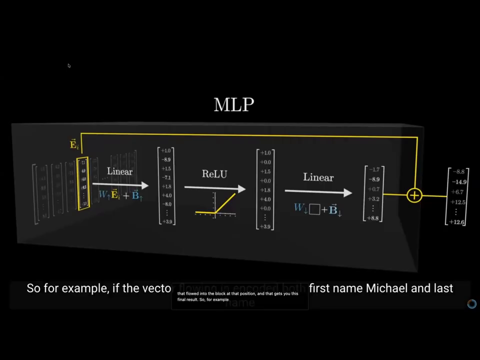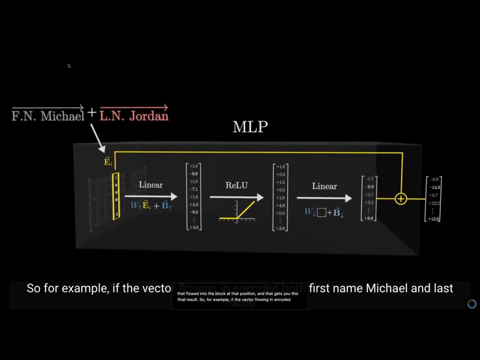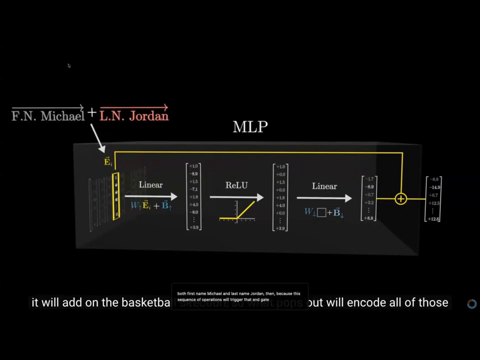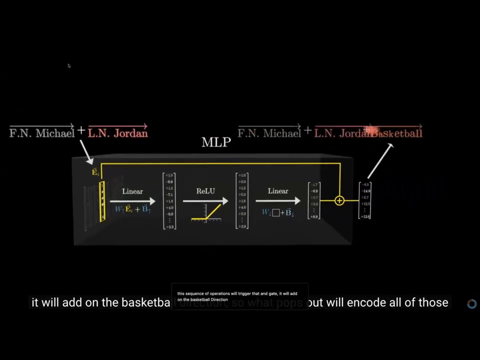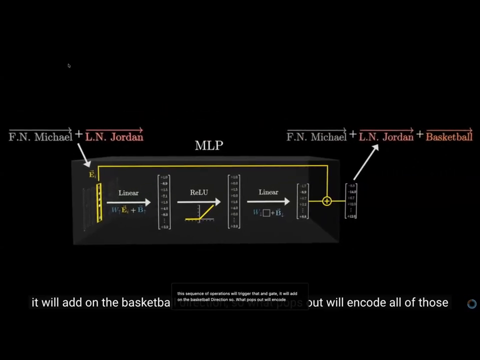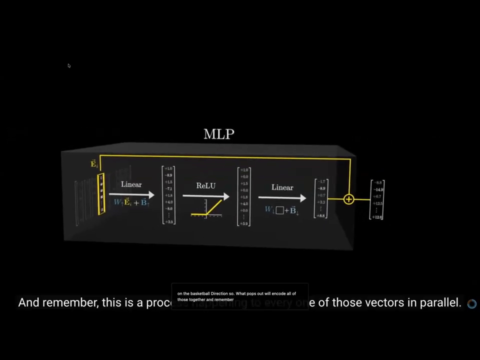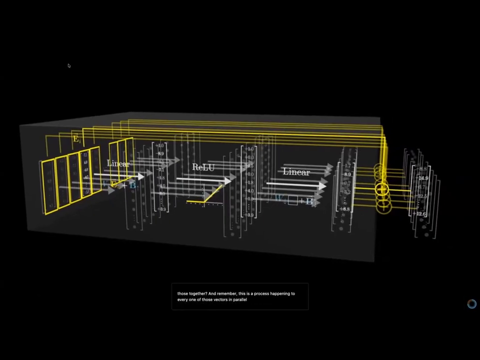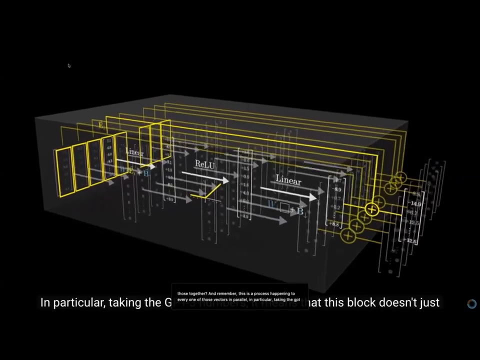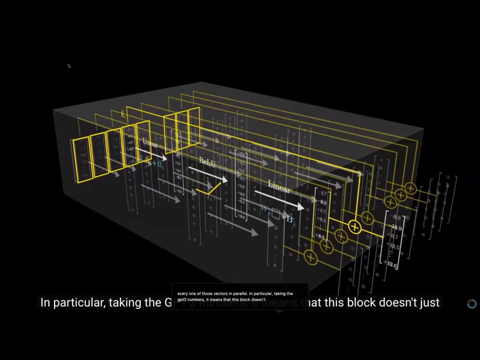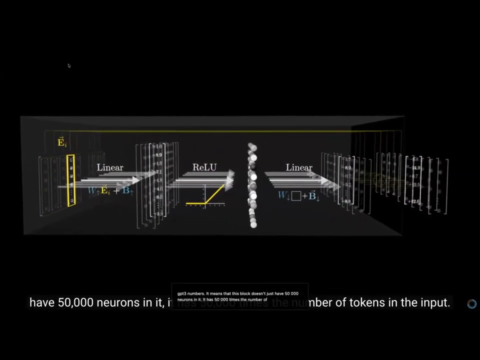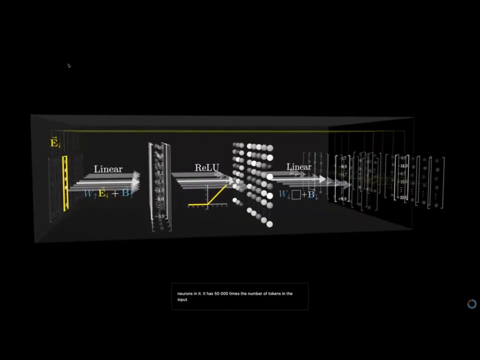So for example, if the vector flowing in encoded both first name Michael and last name Jordan, then because this sequence of operations will trigger that AND gate, it will add on the basketball direction, so what pops out will encode all of those together. And remember, this is a process happening to every one of those vectors in parallel. In particular, taking the GPT-3 numbers, it means that this block doesn't just have 50,000 neurons in it, it has 50,000 times the number of tokens in the input.